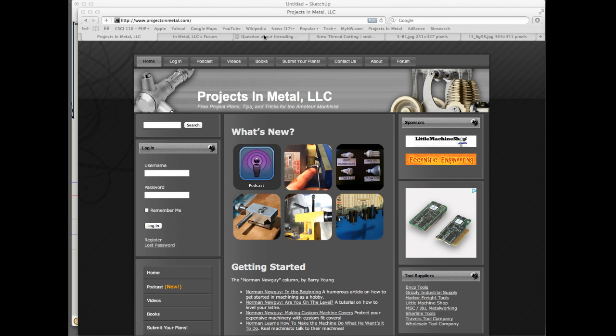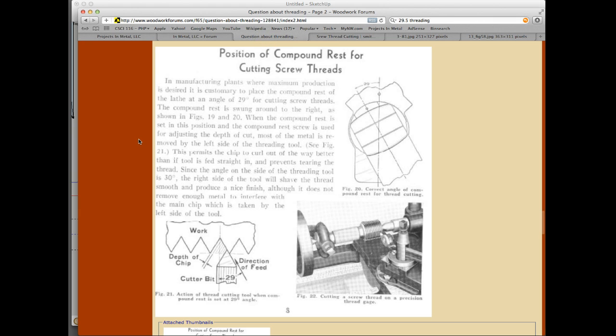So let me show you an example of this method, in case you're not familiar with it, so you'll know what I'm talking about. This is an image that's posted to woodworkforums.com, and this is basically the method I was taught. It's probably a scan from an old Popular Mechanics magazine from the 50s, but it's showing setting your compound or top slide to 29 degrees, feeding the threading tool at that 29 degree angle into the work, so that your chip removal is basically only on the left hand side of the threading tool.